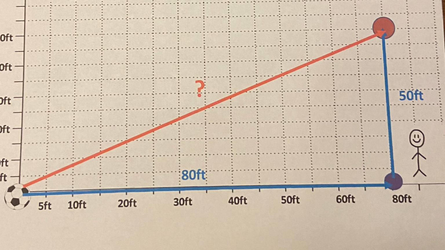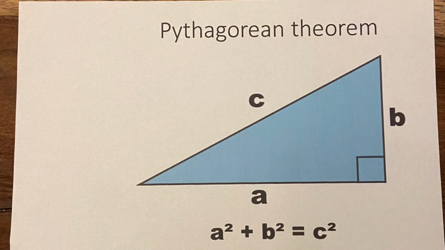We have set up a triangle, as you can see in the photo, to find the missing value using the Pythagorean theorem. What is the Pythagorean theorem, you may ask? It is a theorem attributed to Pythagoras that the square of the hypotenuse of a right triangle is equal to the sum of the squares of the other two sides. This theorem is represented with the equation as shown in the photo, a squared plus b squared equals c squared.